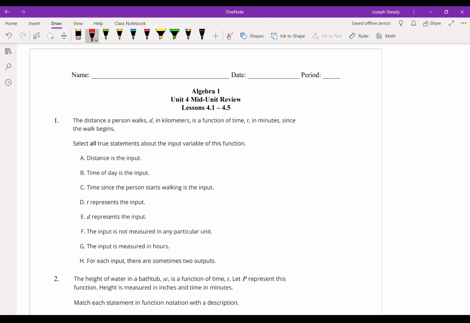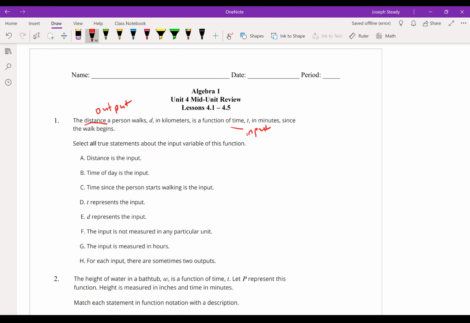So right off the bat, I'm going to pick out a couple pieces of information that are super helpful here. If distance is a function of time, then that means distance is the output and time is the input. I think that'll help us figure some things out on these statements later. So for example, if we look at A, distance is the input. Well, that's just not true, it's the output. B, time of day is the input. Now, time is the input, but it's not time of day. It is time in minutes since the walk began. So this is also not true.